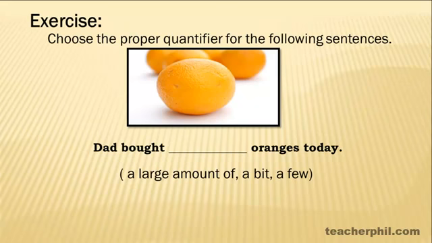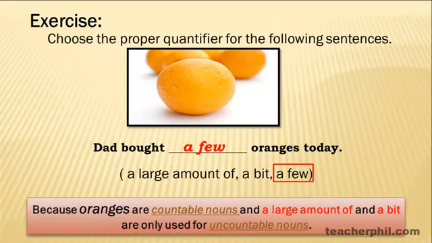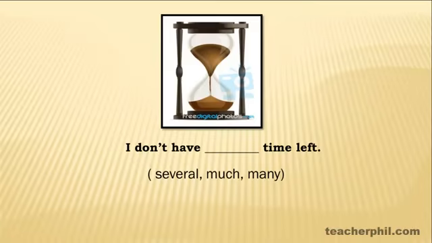Choose the proper quantifier for the following sentences. The first one, Dad bought blank oranges today. Is it a large amount of, a bit, or a few? The correct answer is a few. Dad bought a few oranges today. Why? Because oranges are countable nouns, and a large amount of and a bit are only used for uncountable nouns.